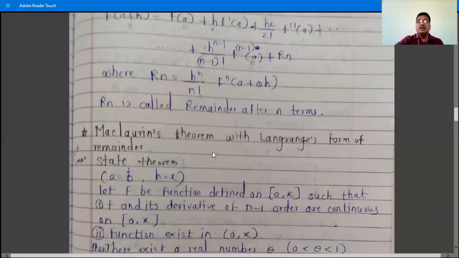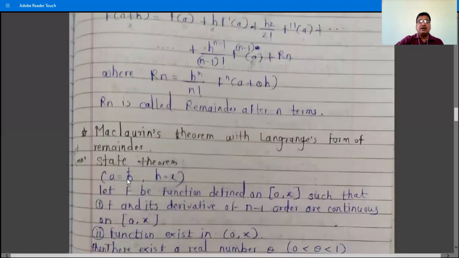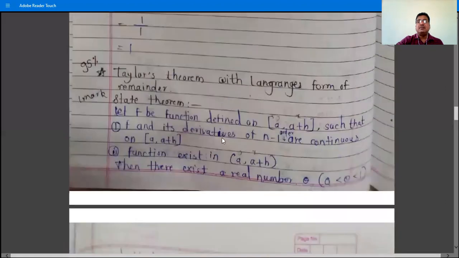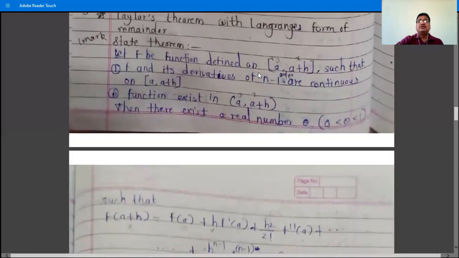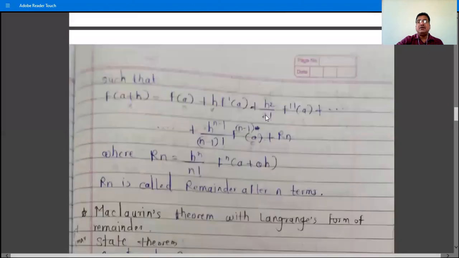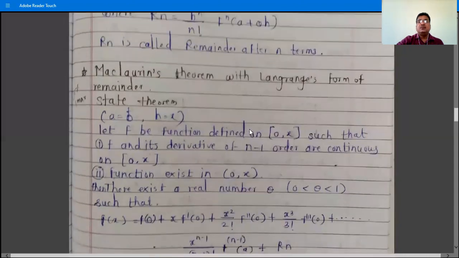Then Maclaurin's theorem with Lagrange's form of remainder. So the question is again: state Maclaurin's theorem with Lagrange's form of remainder. So just write a is equal to 0 and h is equal to x in the above theorem. So what is the statement now? f is a function defined on the closed interval [0, x] such that f and its derivatives up to order n minus 1 are continuous on the closed interval [0, x], and the nth derivative exists in the open interval (0, x).